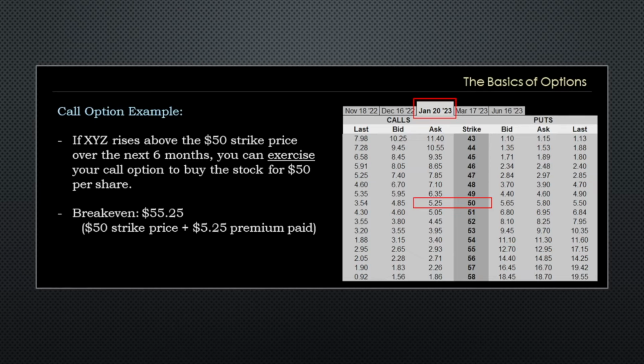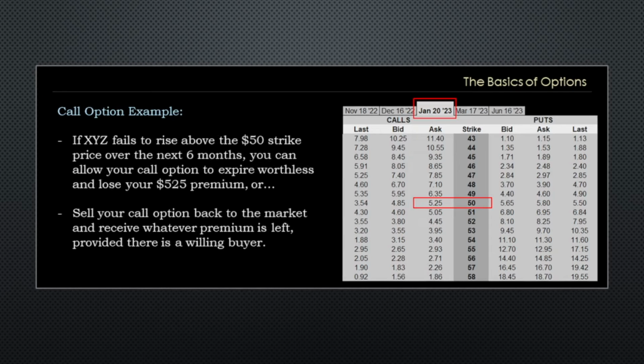Keep in mind that you also paid a premium of $5.25 for the right to own the stock at $50 per share. So your break even, or total cost, is $55.25 per share. That's the strike price plus the premium paid for buying the option.